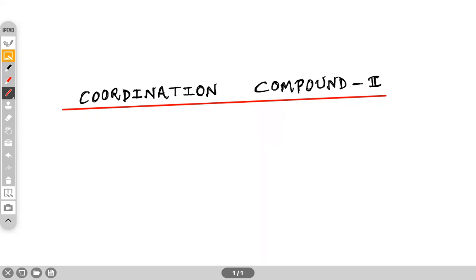Okay, so for Werner's coordination theory, we'll see just one question, and then we'll move on to the next theory in coordination compounds, that is valence bond theory. Okay, so look at this question.